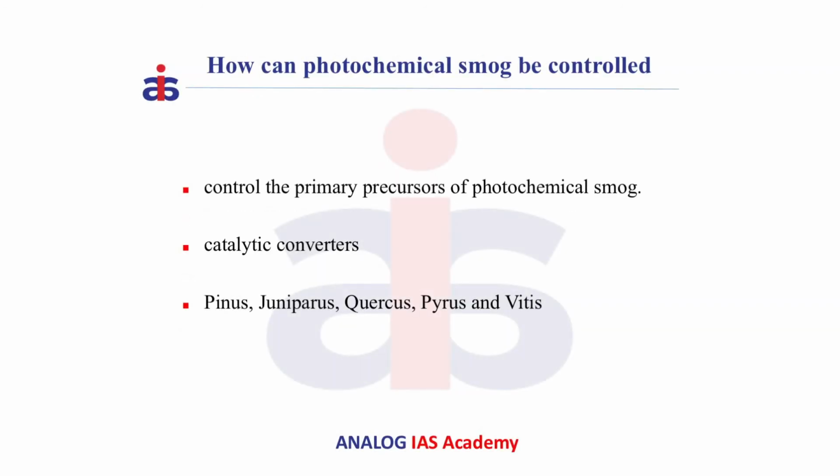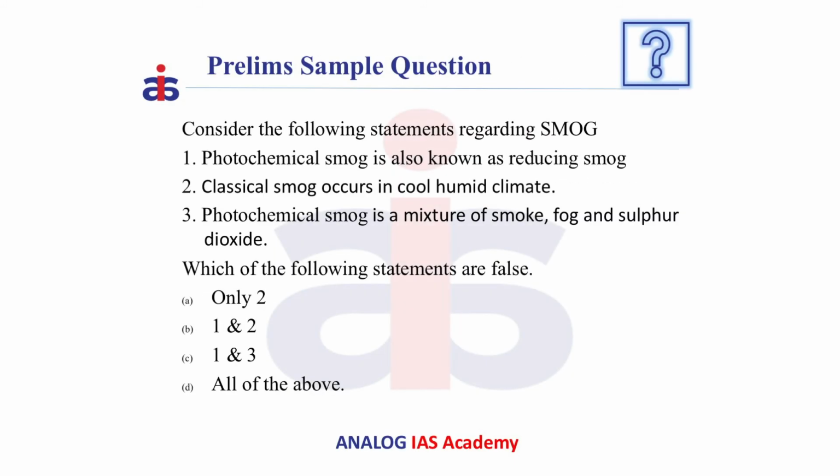Now let us see how it can be controlled. If we control the primary precursors of photochemical smog such as nitrogen dioxide and hydrocarbons, the secondary precursors such as ozone and PAN can automatically be reduced. Usually catalytic converters such as platinum used in the automobiles prevent the release of nitrogen oxide and hydrocarbons into the atmosphere. Also, certain plants such as pinus, juniperus, quercus can metabolize nitrogen oxide and therefore their plantation could help in this matter.